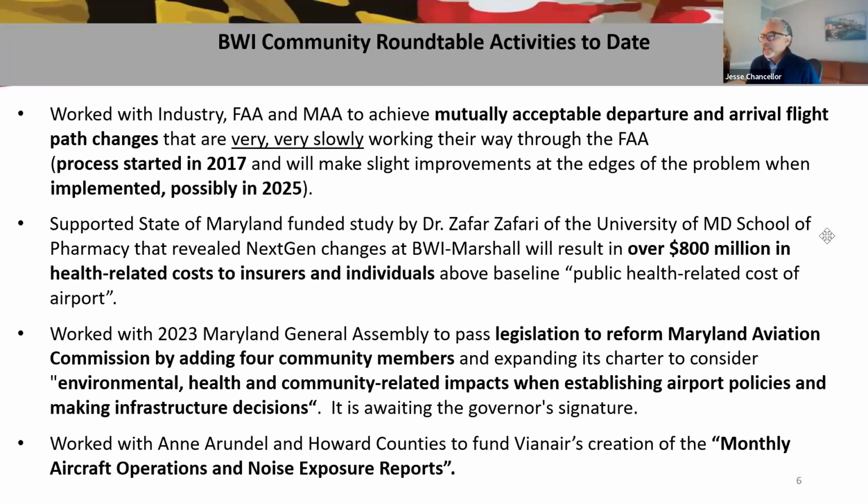So what have we done in 6 years? The Community Roundtable, we haven't done enough. What we have done is we have an initial set of departure and arrival changes that are slowly, very slowly working their way through the FAA. We started this process in 2017, and we might see implementation in 2025. If they're implemented, they'll make some small changes at the margins for some people in our region. And it's interesting to note that this is taking longer than it took the FAA to actually implement NextGen after Congress authorized it in 2012, at least in our region. So it's been a very long process.